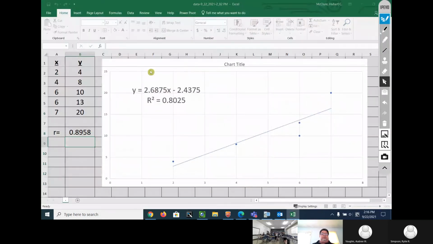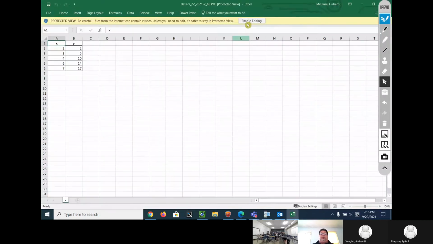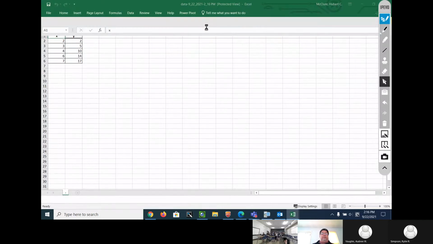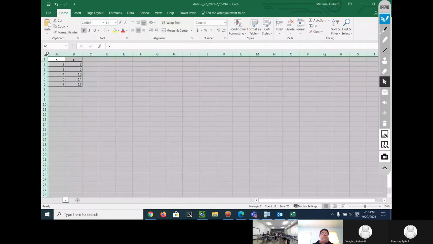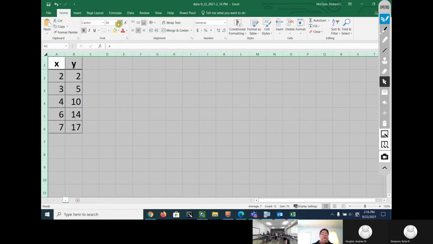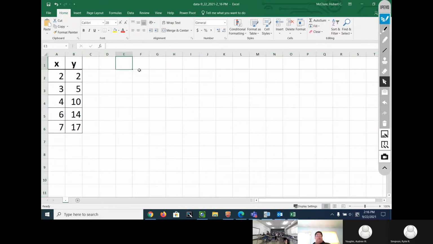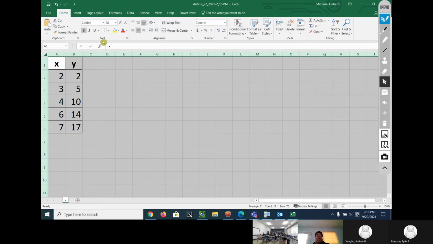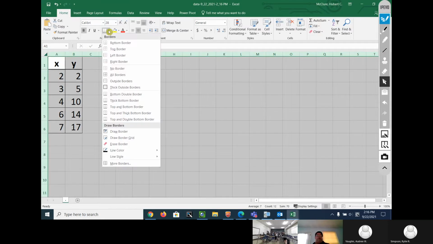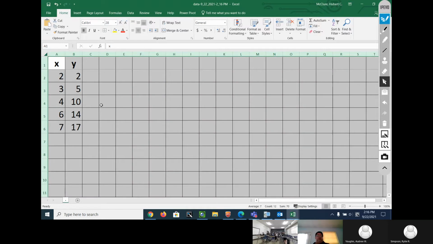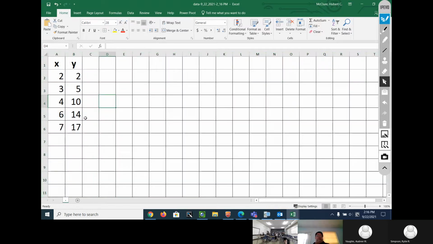I want you to take these points and do everything you can that I've taught you so far. I want you to do everything you can in your calculator or Excel spreadsheet. And there you go. So go ahead and do whatever you can with your Excel spreadsheet or your calculator, and do as much as you can for these 5 points. I'll give you a couple of minutes.